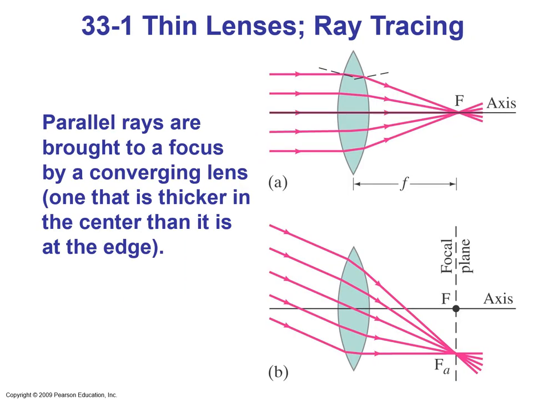Parallel rays are brought to a focus by a converging lens, the one that is thicker in the center than it is at the edge. We have thicker material in the center compared to the edges, and this is used to converge parallel rays into a focal point F. If the parallel rays are along the axis, they are focused at the focal point, distance F. If they are not parallel to the optical axis, they will focus at a point away from the optical axis, but still at the focal plane. So this plane is called the focal plane.